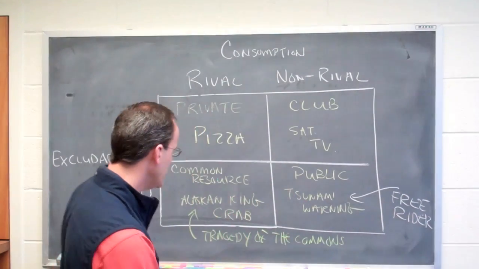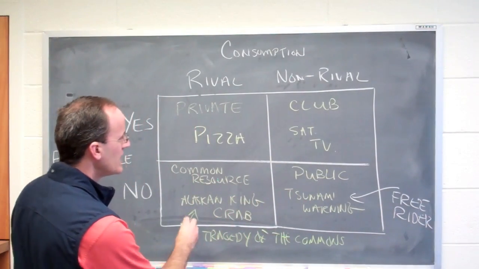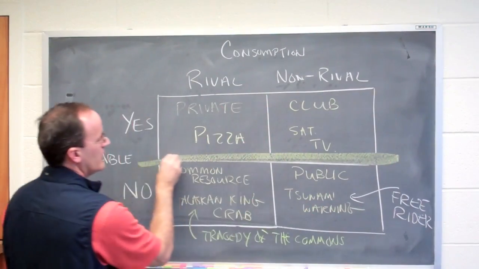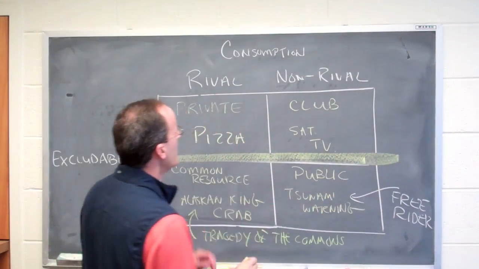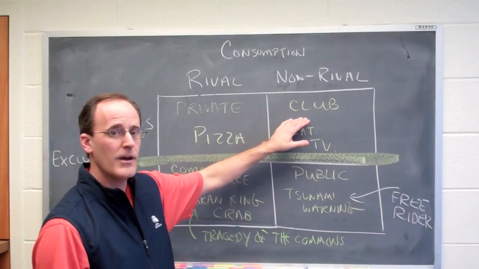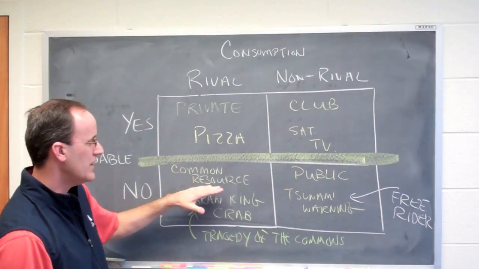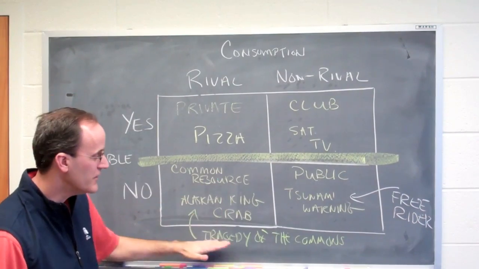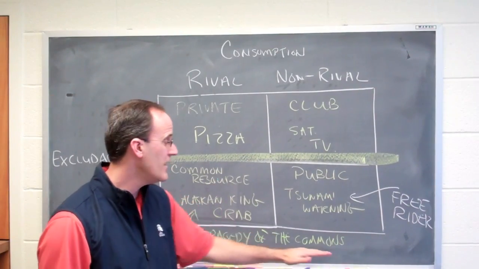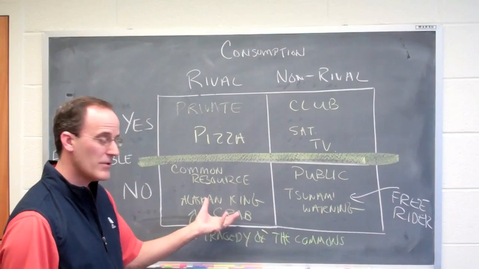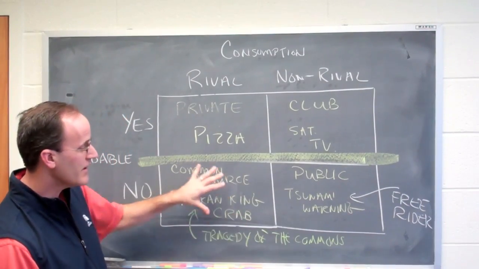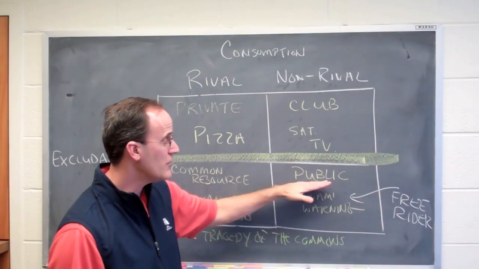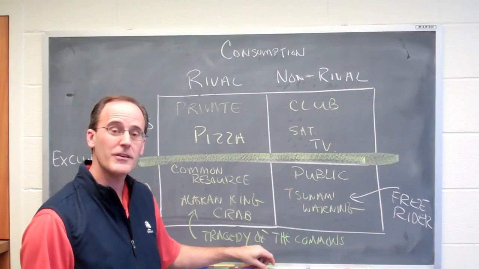And so the main distinction to think about here is essentially you've got a division right here along the middle, where markets do a pretty good job with private and club goods of supplying the right amount. Markets would have a great deal of difficulty in a common resource if it was not regulated because the tragedy of the commons would arise. And so therefore you need some form of regulation to keep markets working down here with these common resources. And then you just definitely need government provision when it comes to public goods, like a tsunami warning system.